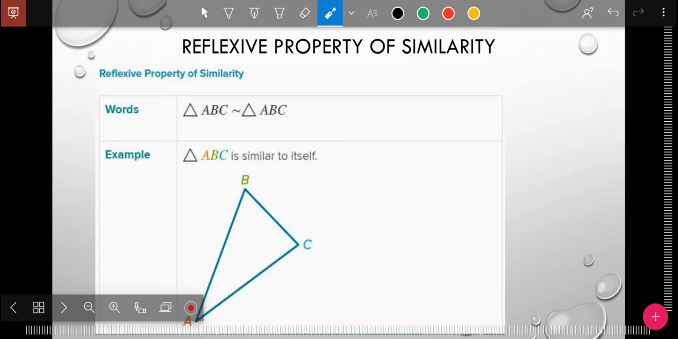The next three slides are all old properties that we are just saying are still very relevant and very true in similarity. And so we have reflexive property. Remember, before, reflexive property was always something congruent to itself, something equal to itself, and now we say that that still exists in similarity. Triangle ABC is similar to triangle ABC. They're the same, they're similar to each other.